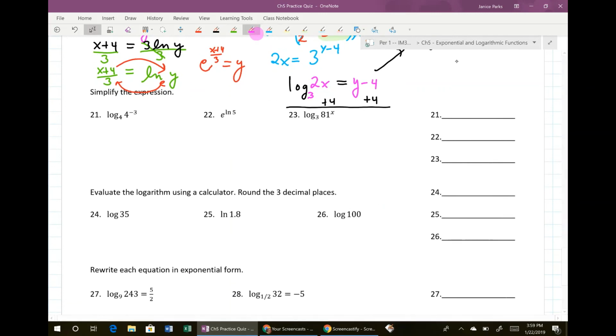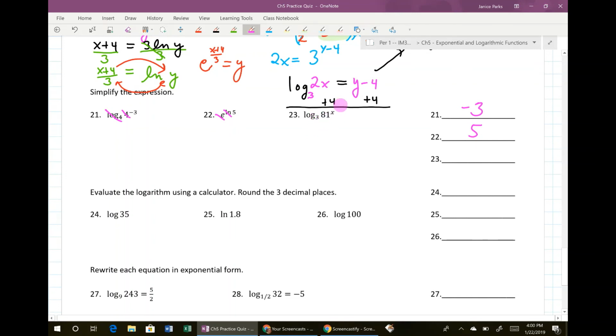For 21 through 23, if the base of the logarithm and the base of the exponent are the same number, they can be crossed off. So that's just -3. Natural log and e have the same base. e is the base of natural log, so you can cross those out.